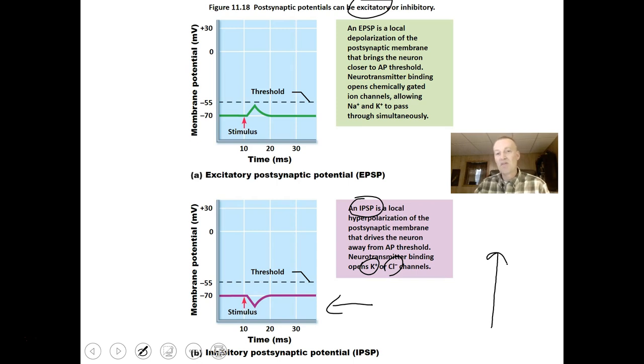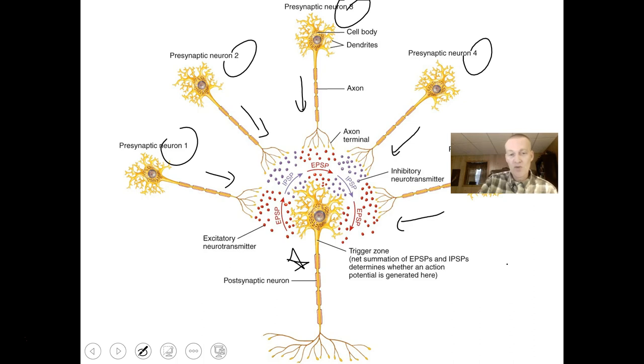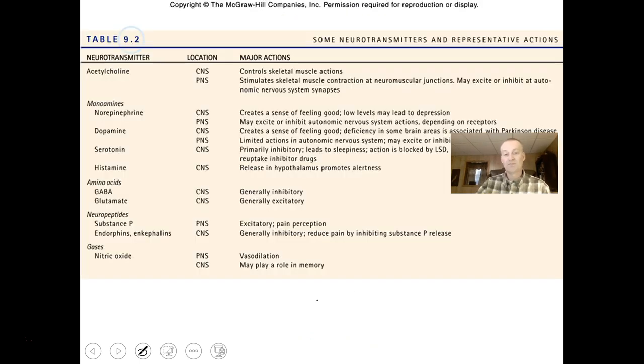So the next cell can be excited or can be inhibited based on the collection of all these cells and what they tell the cell to do. So here we can see that this cell is sending an inhibitory signal. This cell is sending an excitatory signal. This is sending an inhibitory signal. This is sending an excitatory signal. So if you have more excitatory than inhibitory, then an action potential will be sent down the axon. If you have more inhibitory than excitatory, then the signal will be inhibited. There will be no action potential.